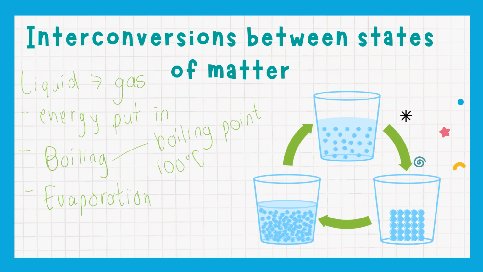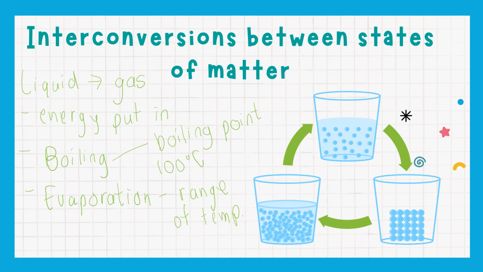It happens over a range of temperatures. And we can see this when we think of water that's been spilled on the floor, for example. You know that if you leave it for a little while, eventually it will dry up. And we definitely know that the temperature outside is not 100 degrees. Therefore, evaporation happens over a range of temperatures.